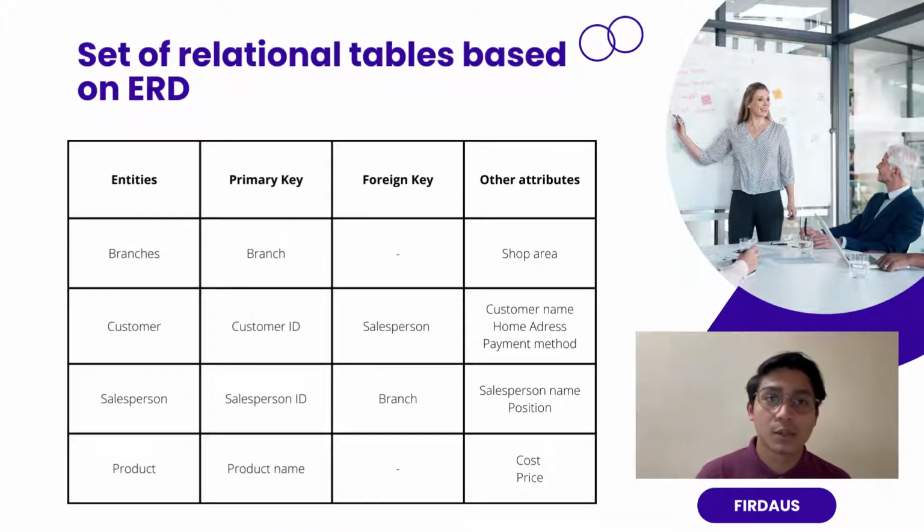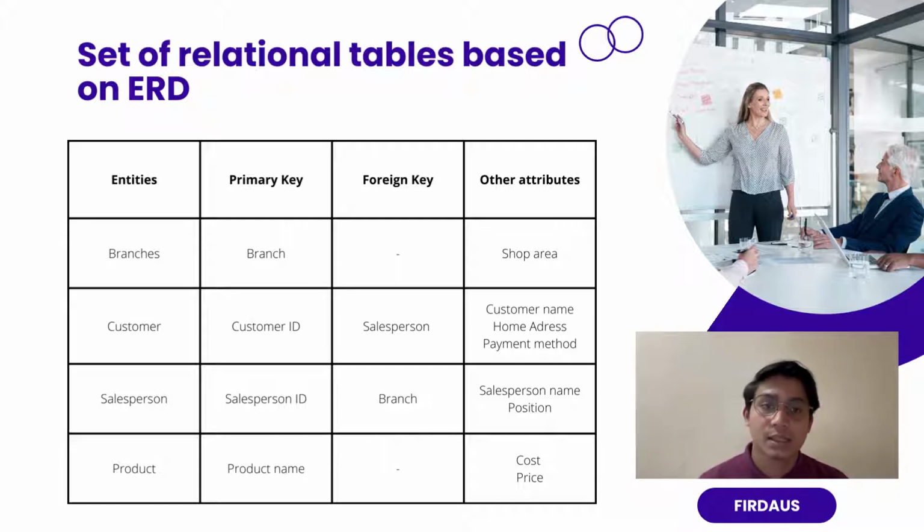Assalamualaikum warahmatullahi wabarakatuh. I will explain the set of relational tables based on the entity relationship diagram. There are 4 main entities, which are branch, customer, salesperson and also product. For the branch, the primary key is branch itself. There are 5 branches for our company, and the other attribute is the area of the branch.